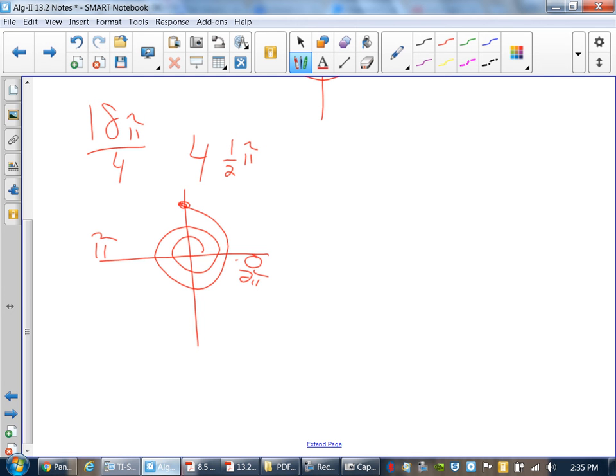Now, if I wanted to find positive and negative coterminal angles in terms of radians, instead of adding and subtracting 360, what are you going to add and subtract? Well, what's 360 in terms of radians? 2 pi. So instead of adding and subtracting 360, I'm going to add and subtract 2 pi.